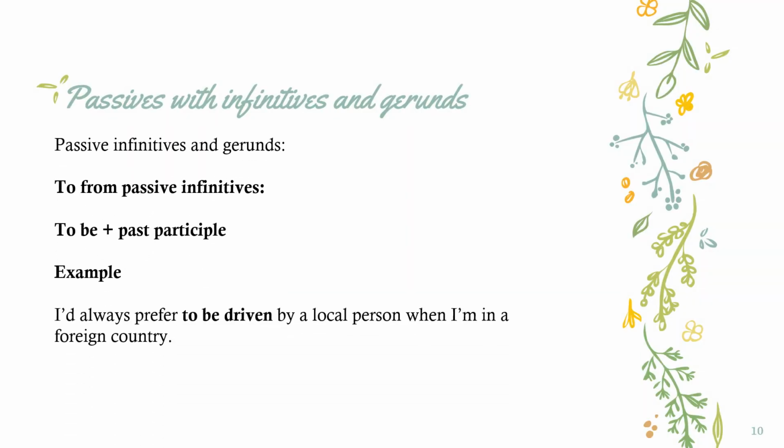Moving to passives with infinitives and gerunds. To form passive infinitives, we use to be plus past participle. An example, I'd always prefer to be driven by a local person when I am in a foreign country. Here we use to be, which is the infinitive, plus driven, the past participle, to form the passive.